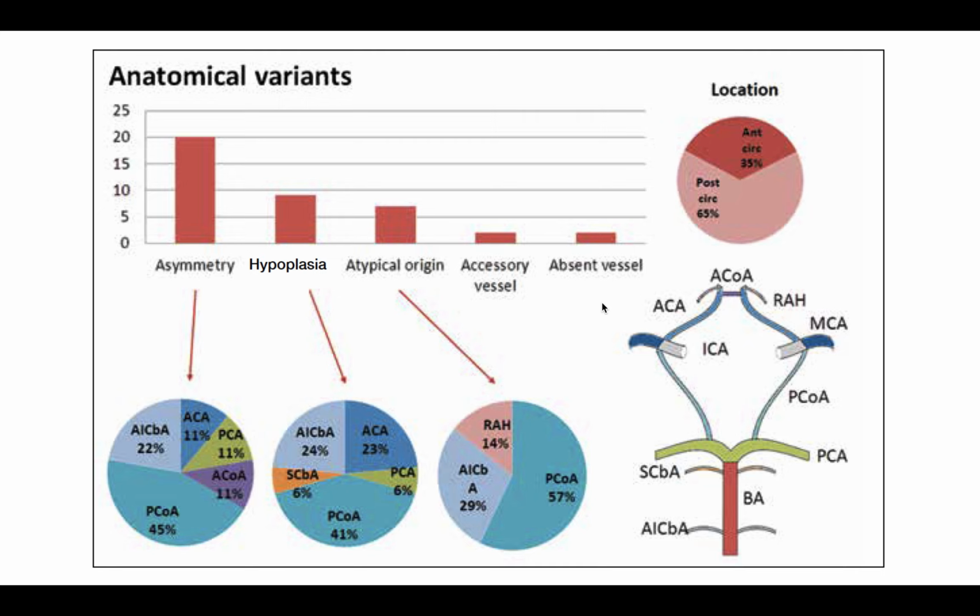And what they found was that a lot of the variation exists in the posterior communicating artery, including hypoplasia and asymmetry. So the posterior communicating arteries are these two right here, and in these pie charts, you can see that a lot of the variations are in there, including asymmetry and hypoplasia.